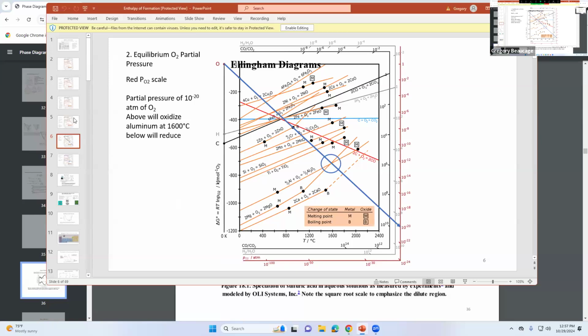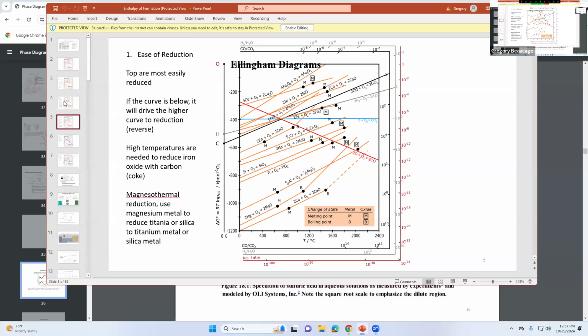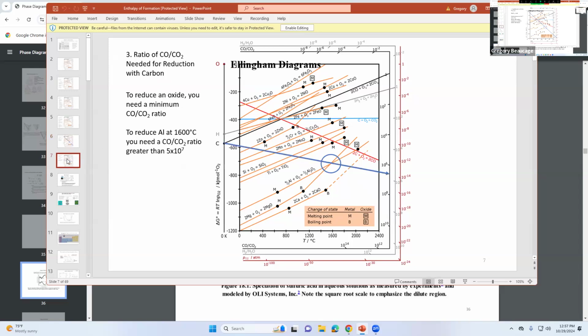Anyway, those are the three things you can do with this. You can get the partial pressure of oxygen. If you're using titania and running argon in, and you want 10 to the minus 20 oxygen, then you need to heat the titanium to about 1600 C to get the minus 20. If you want lower than that, you have to heat it higher, basically. So you can kind of tool around to see where.